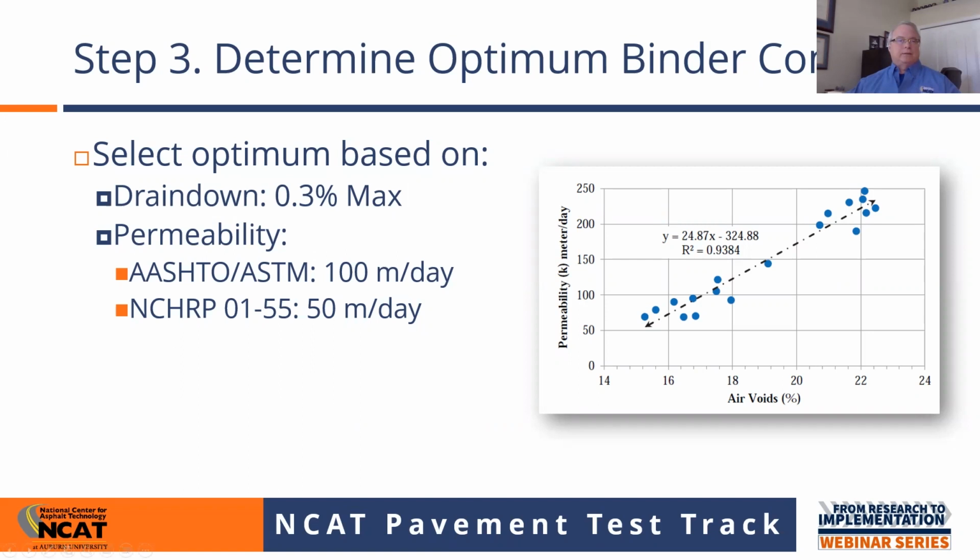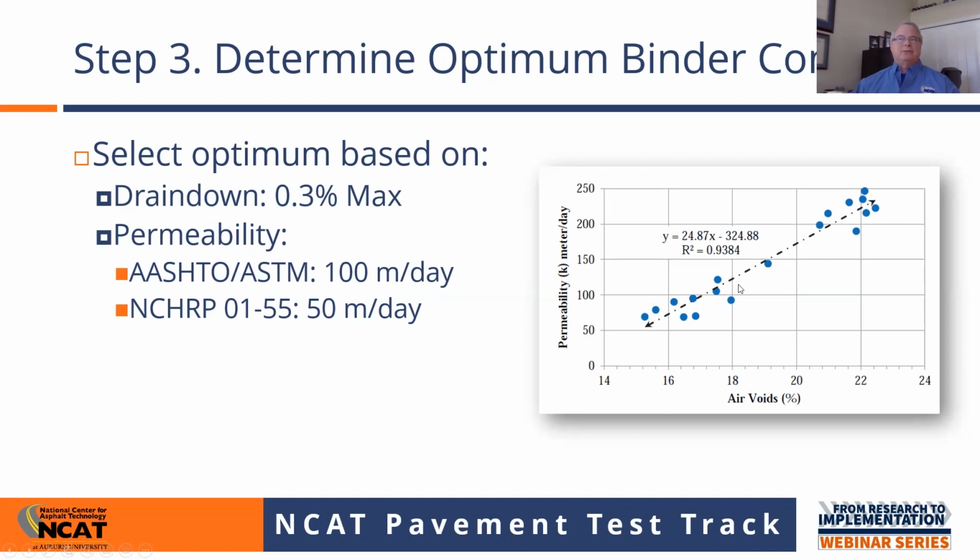And I want to share that with you for just a second. Hopefully you can see my mouse on the screen. But for example, if you were to set a minimum permeability of 100 meters per day, it's kind of forcing you to have higher design air voids. They had a good relationship between this.